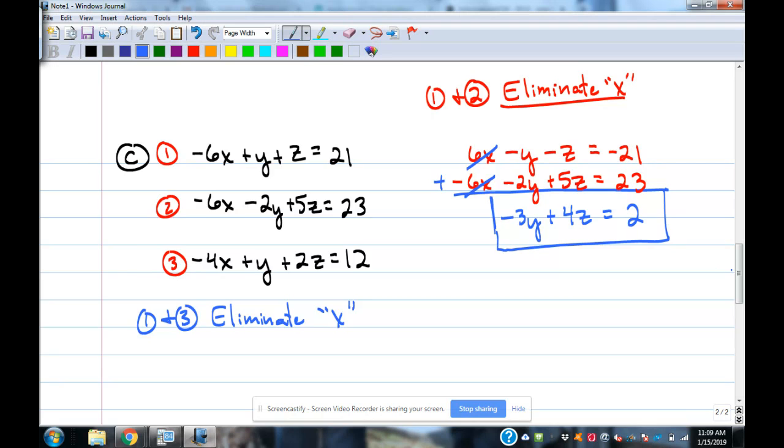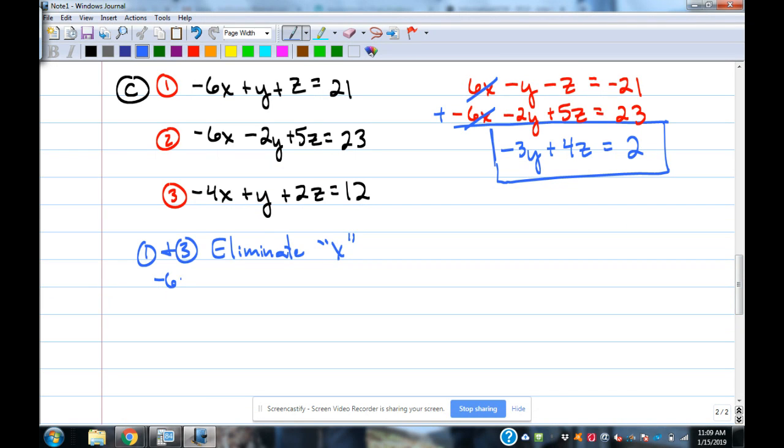So I'm just going to copy down 1 and 3 again here. Negative 6x plus y plus z equals 21. And then we'll do the work here. So negative 4x plus y plus 2z equals 12. What do I need to turn those x's into in order to eliminate them? I can turn them into 12s. One needs to be a positive 12, one needs to be a negative 12. Okay? Because 12 is the least common multiple between 6 and 4. That's why we're going for 12.